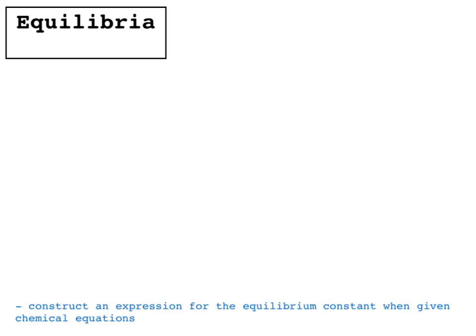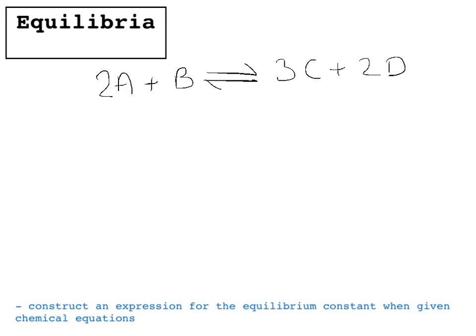So the first thing you have to be able to do is construct an expression for Kc. I'm just going to give you a random generic equilibria. We've got some reactants, 2A plus B, in equilibrium with some products, for example 3C plus 2D. The expression for Kc is a fraction, and on the top of the fraction you have the concentrations of the products multiplied together.